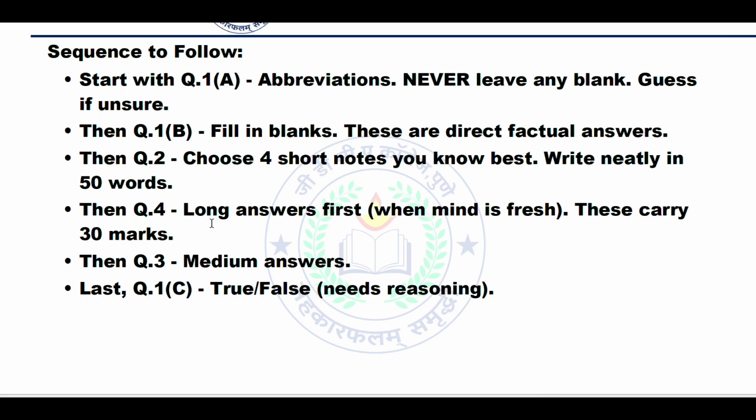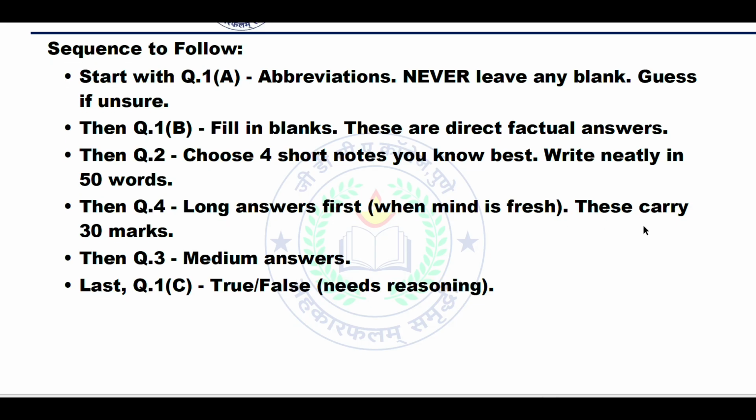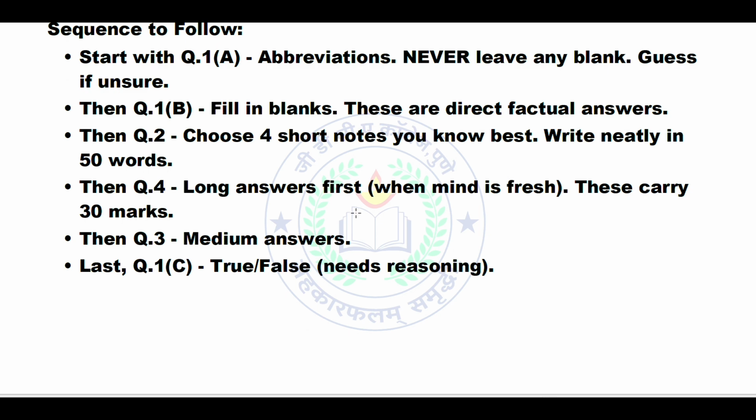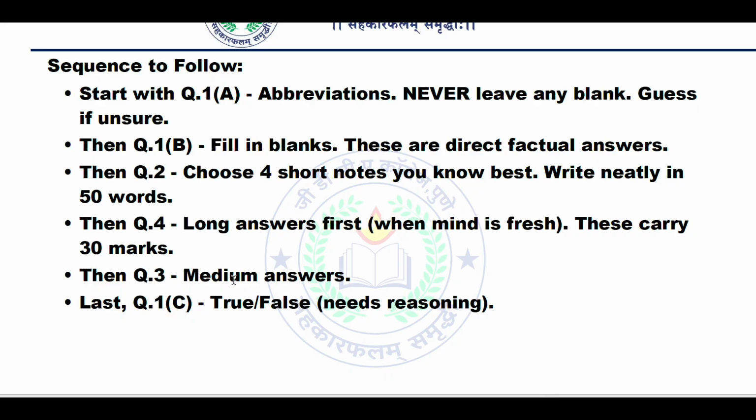Then start question 4, the long answer, first, because your mind is fresh. Just drink water and then start with a fresh mind. This carries 30 marks, and you only have to write 2 out of the 3 or 4 given. Then question number 3, medium answers of 150 words. And last, you should write question 1C, true or false, with reasoning. This is the sequence I have created, but you can create your own as per your requirement.